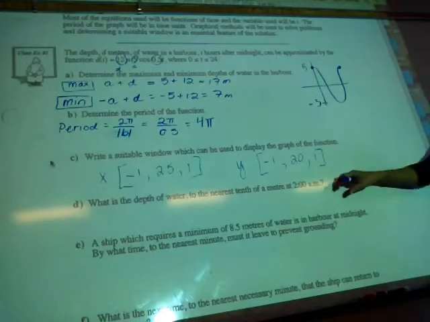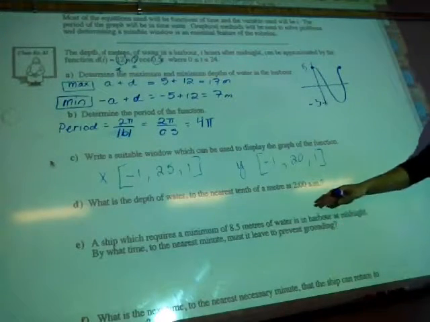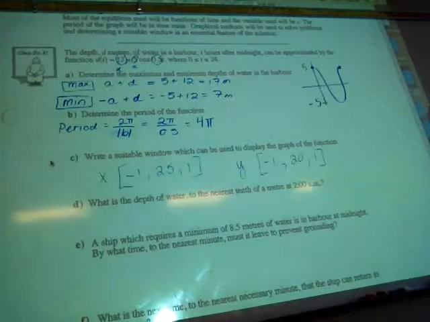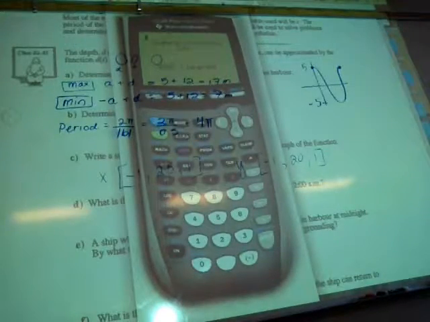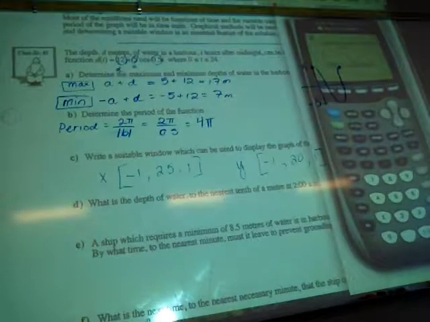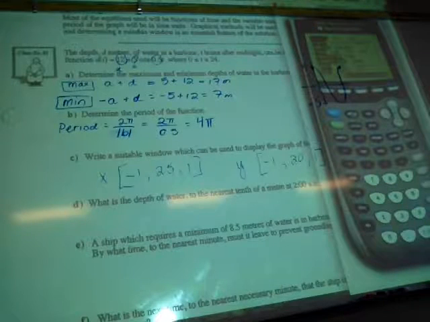Before we start answering the other questions, let's just practice graphing this. Everyone needs a calculator. Does anyone need one? Okay, we're okay. So first of all, we have to check our mode, make sure we're in radian, and I am.